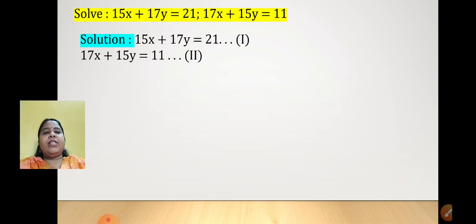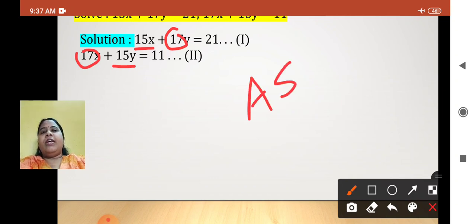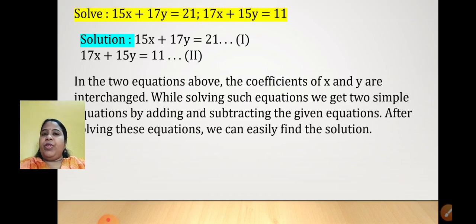Okay, and when such questions are given where the coefficients are interchanged, as I told you, 15 and 15 and 17 and 17, the method to be used is ASA. It is not at all angle side angle of geometry. It is addition, subtraction and addition, which will be used in this particular sum. So remember, for such questions the method to be used is addition, subtraction and addition. Now I'll tell you how it is to be applied. I have numbered it as equations 1 and 2. Then what is to be done?